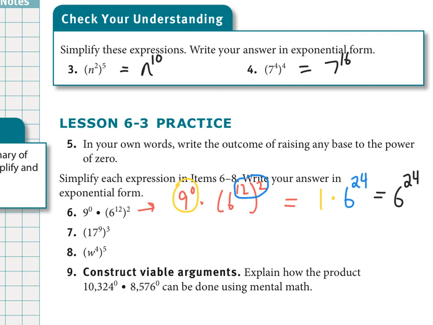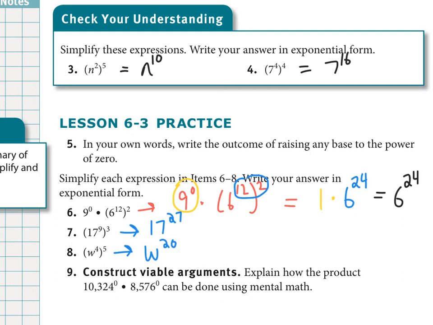How about number 7? 17 to the 9th power, then to the 3rd power. Again, it's a power to a power, so we're going to keep the base and multiply 9 times 3 to get 17 to the 27th power. Similarly, number 8 is a power to a power, so W to the 4 times 5, which is 20.